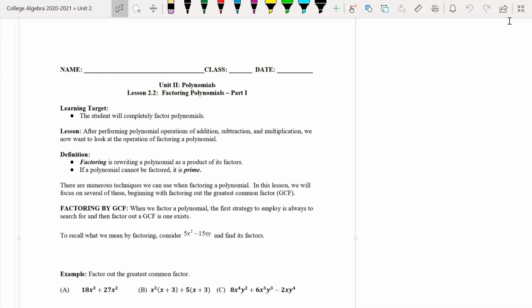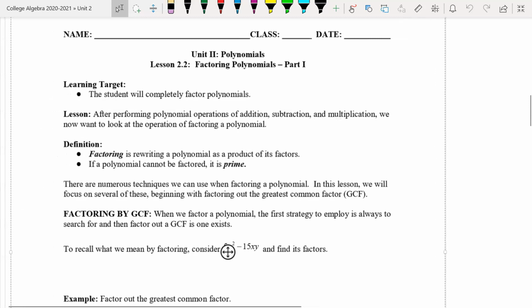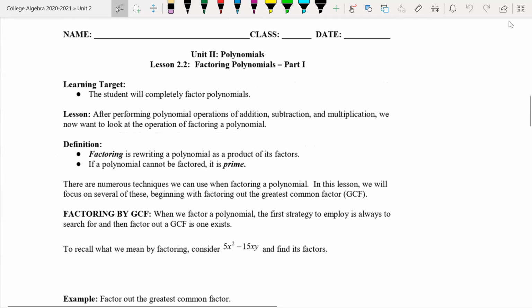So today we're going to dive into factoring polynomials. Last time we talked about polynomial operations, adding, subtracting, multiplying. But now we're going to work the other way and do some factoring. Factoring is writing a polynomial as a product of its factors. If a polynomial cannot be factored, it is called prime.